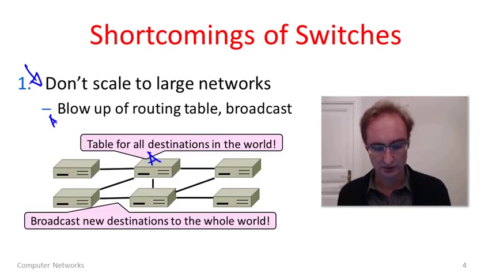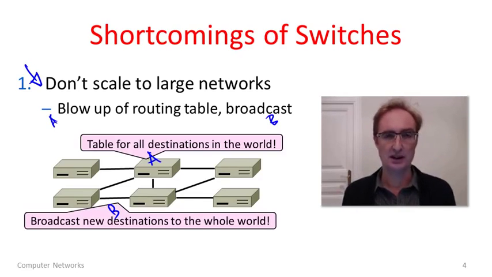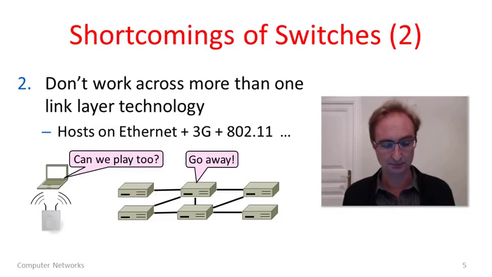A second issue is this broadcast. That's here. As you remember, to reach new destinations that they haven't heard of before, switches broadcast. This means that the first time you send to a new destination, it could get sent across the entire network. Imagine sending a packet to a new destination and having it go through to millions of other hosts on the network just because you weren't sure which way to go. So this design doesn't scale as well as we would like.